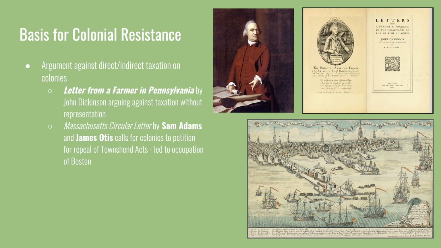Colonists vocalized their views in many different pamphlets. The most famous at the time was a letter from a farmer in Pennsylvania by John Dickinson. He argued mostly about the concept of taxation without representation. There was also the Massachusetts Circular Letter, which was written by the Massachusetts Colonial Legislature. Sam Adams and James Otis called for the legislatures to petition Parliament to repeal the Townshend Acts, and it leads to troops being sent to Boston Harbor.